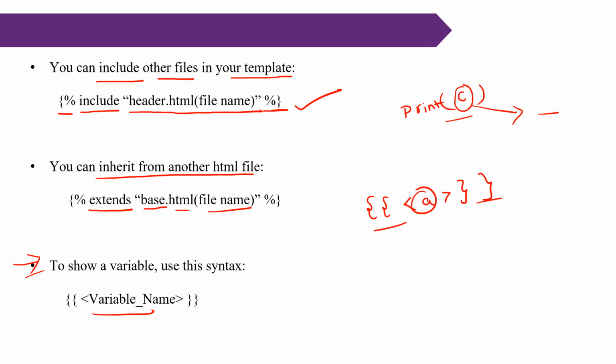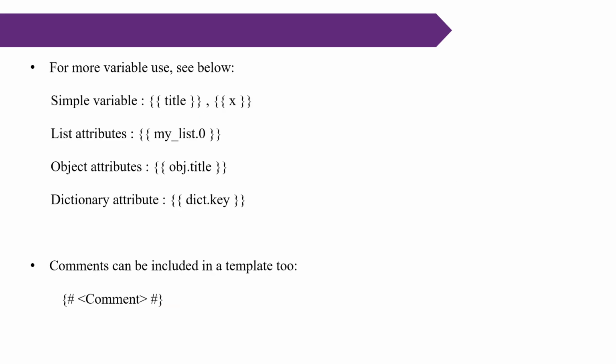Now, we can move to some advanced variables. This is the simple variable. Here you can write any number of variables separated with commas, but all the variables must be in double flower brackets. If you want a list, my list is the name of the list, and under this list we are accessing the zeroth element. If you want an object, object title. If you want a dictionary key, now you got it. Whatever variable you require, you can write it directly.